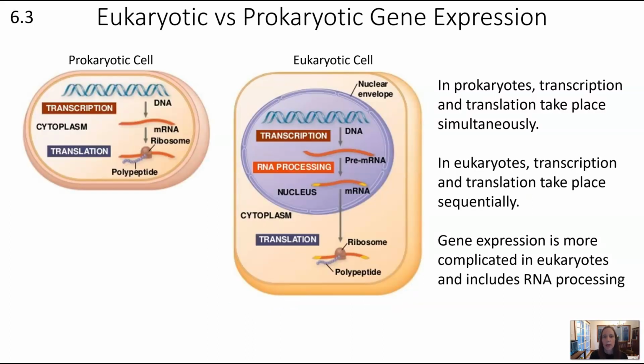First, let's look a little bit at different cell types, so eukaryotic versus prokaryotic gene expression. In prokaryotes, transcription and translation take place simultaneously, whereas in eukaryotes, transcription and translation take place sequentially. This is just one of many examples of how eukaryotes are a little bit more complex than prokaryotes. Complexity is not always better. Sometimes simplicity has some real advantages. But regardless, gene expression is more complicated in eukaryotes and also includes RNA processing as a step.